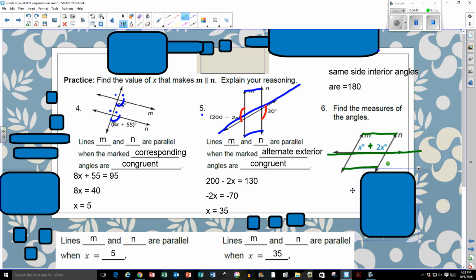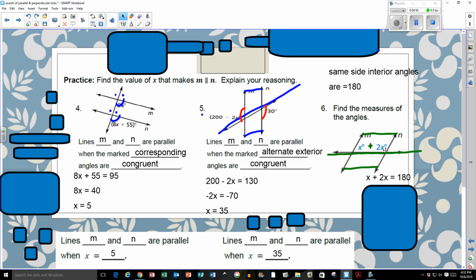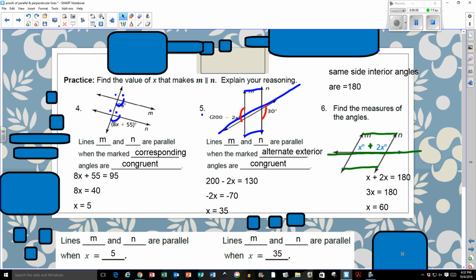So with that, I get x plus 2x equals 180. 3x equals 180. Divide by 3, x is 60. So that means that this angle is 60. So if x is 60, then this one is 2 times 60, which is 120. So my two angles are 60 and 120.